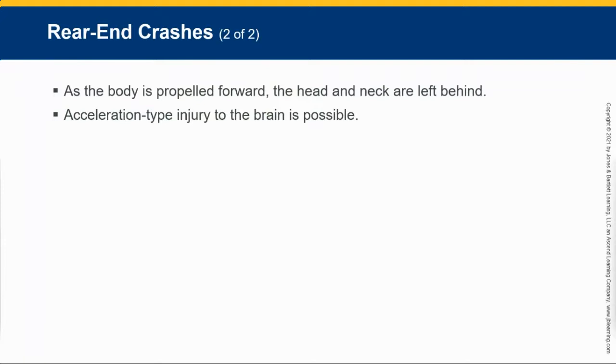So as the body is propelled forward from a rear end collision, the head and neck are basically left behind. So that's where the headrest comes into play. And you can actually have an acceleration type injury to the brain. Patients in the back seat are actually more susceptible. They have a higher incidence of injuries to the thoracic and lumbar spine, because in a lot of cases, people in the back seat are only wearing lap belts and not full shoulder belts like those up front.